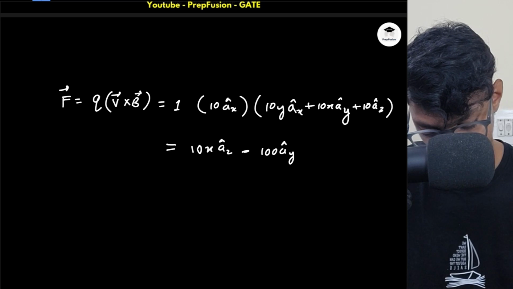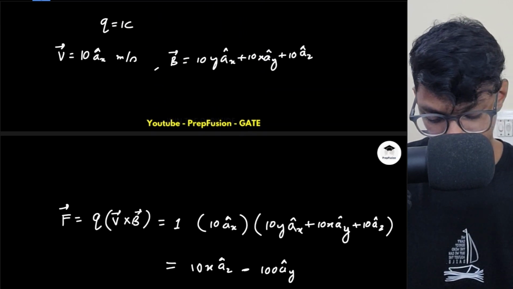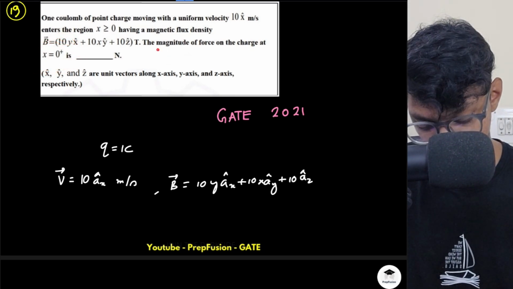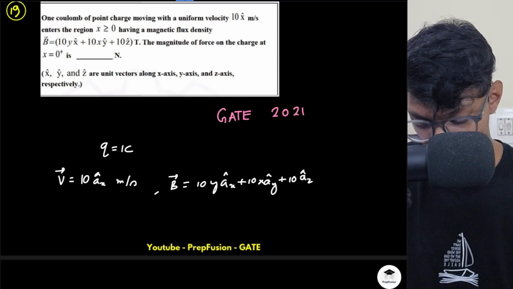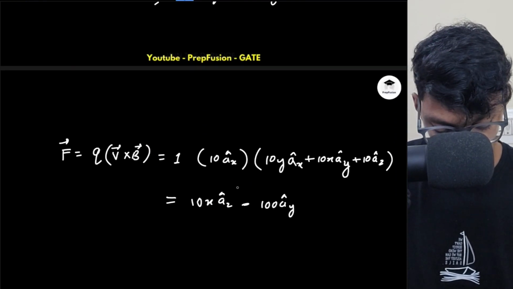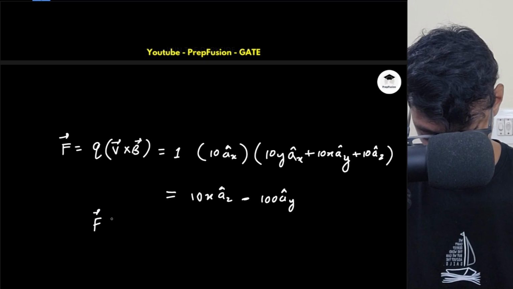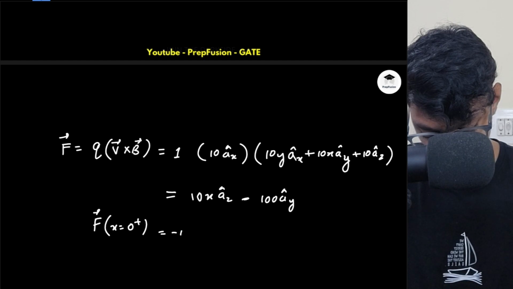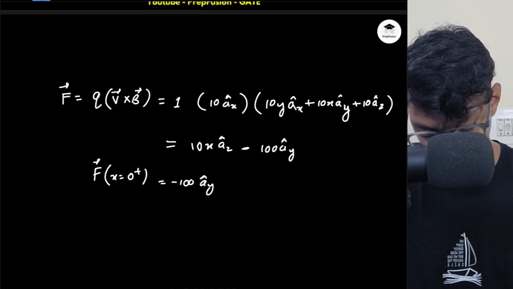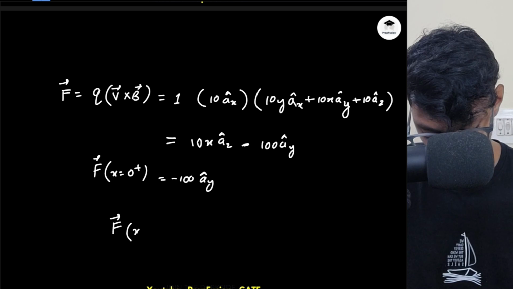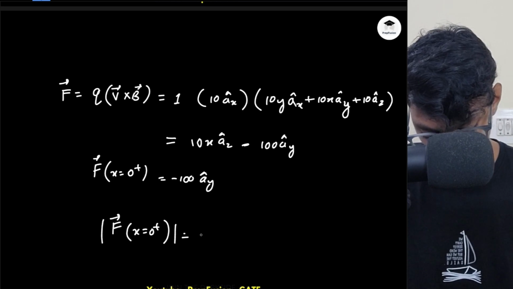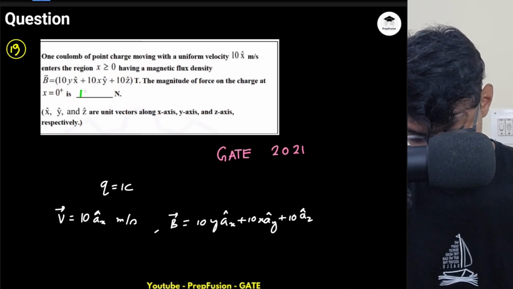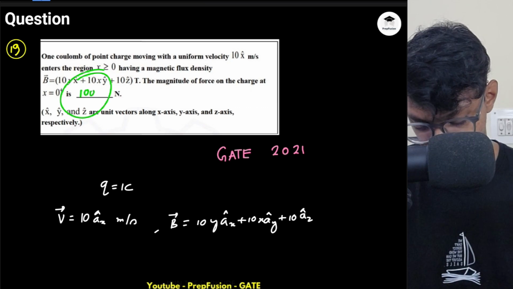Obviously they are asking me, at x equals to 0 plus, what will be the magnitude of the force. They are just asking the magnitude, right? So at x equal to 0 plus, around 0, this term will be almost 0. So F at x equals to 0 plus, this term goes to 0, only this term is left, that is minus 100 ay, and they want me to write the magnitude. So the magnitude at x equals to 0 plus will simply be 100 newtons. So 100 will be your answer simply.